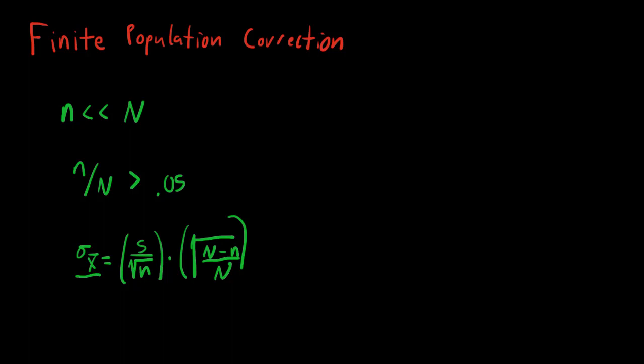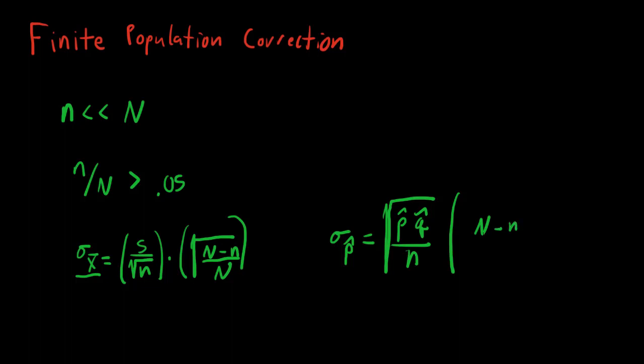And that same formula can be imposed for our sigma sub p hat, which would then come out to be the square root of p hat times q hat all over n, and then that value multiplied by our correction factor, cap N minus little n over cap N, and the square root of that value as well. And that's just the method that we're going to use to impose a correction factor on our standard deviation for our sample means.